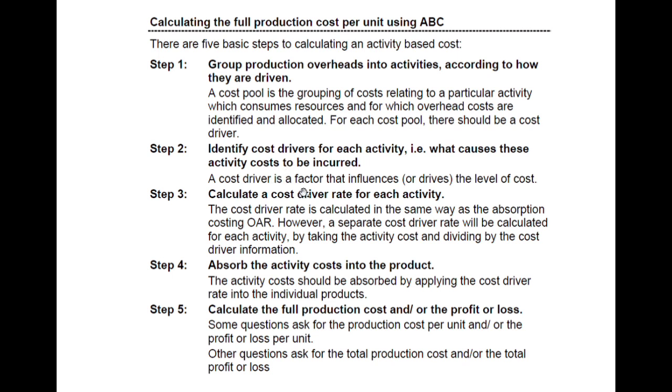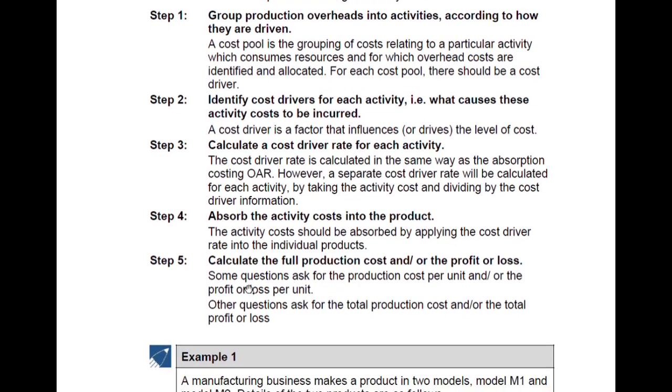So a cost driver is a factor that influences the level of cost. We learned it earlier. Then calculate a cost driver rate for each activity. We will see how it is calculated. Then absorb the activity cost into the product. A company would have 2 or 3 or maybe 10 products, so you will have to understand how the activity costs are absorbed into a product. Lastly, calculate the full production cost and its profit or loss in the pricing.